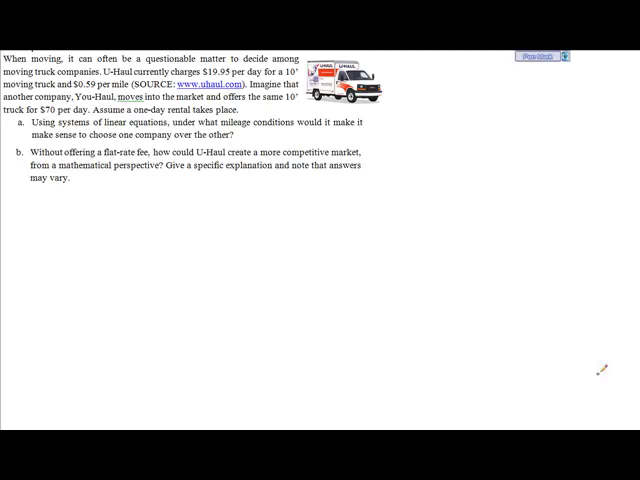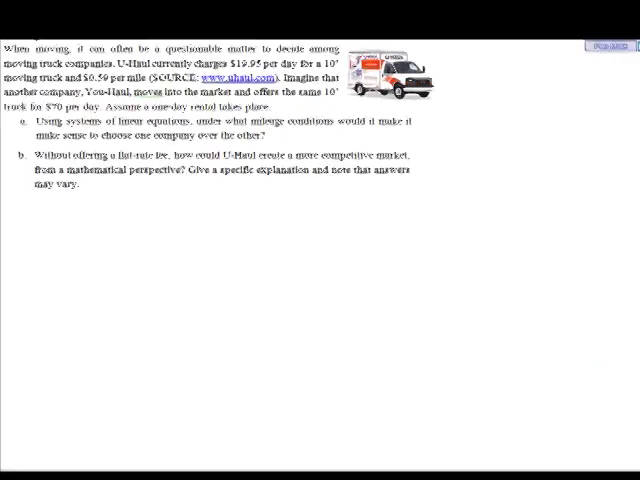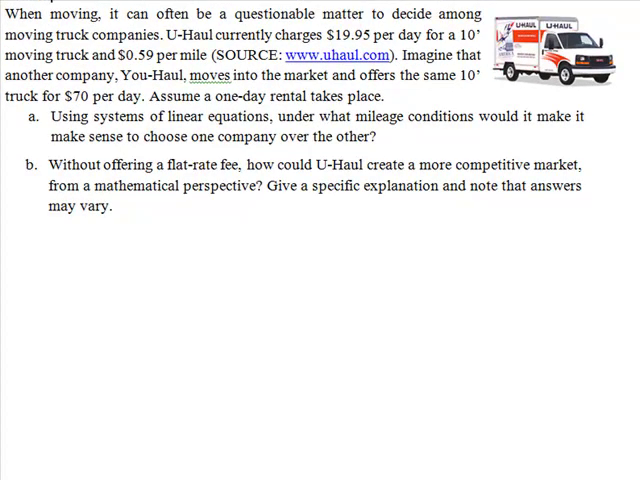This problem deals with moving and two different companies that offer different charges, and one sometimes needs to decide which is the best way to go. So we'll first of all need to build some systems of linear equations, but before we even do that, we'll need to define some variables.